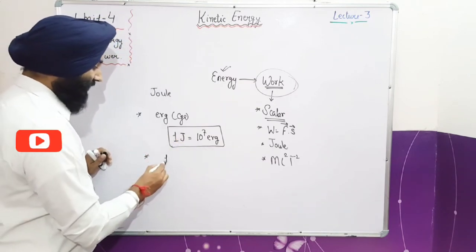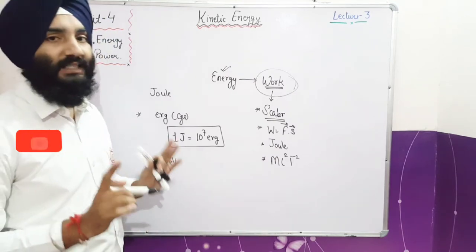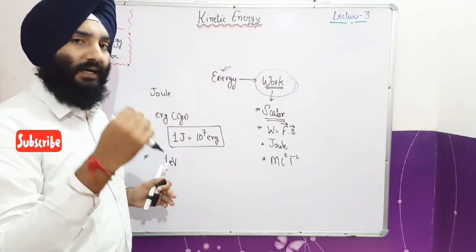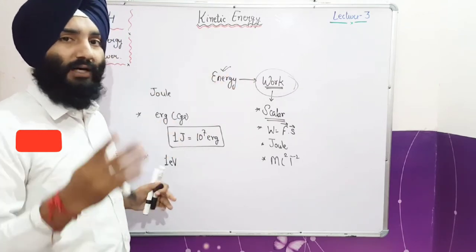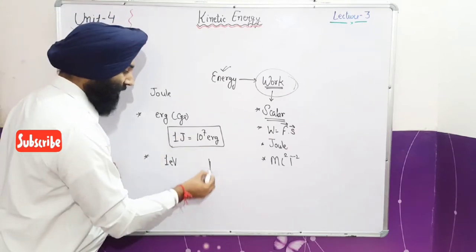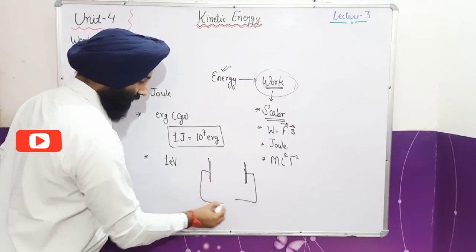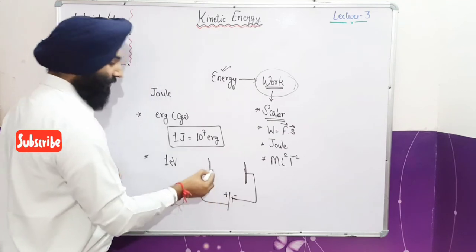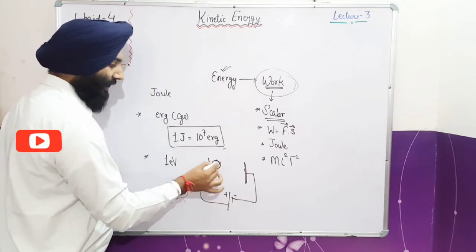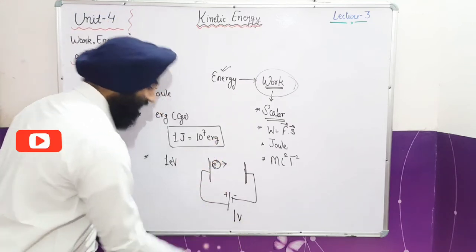Next is 1 electron volt. This is also a unit of energy. It means if we want to accelerate an electron under the potential of 1 volt. Suppose here I have a cathode plate and here an anode, here is positive and here is negative, and an electron comes out from inside, and we want to accelerate that electron under the potential of 1 volt.